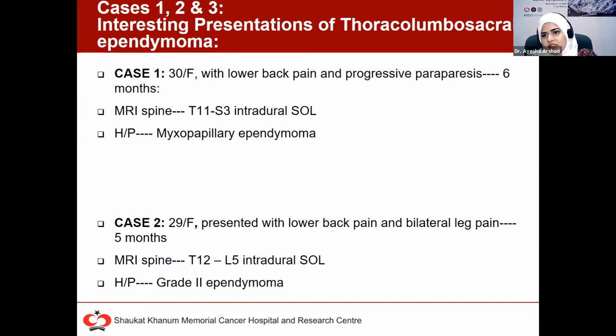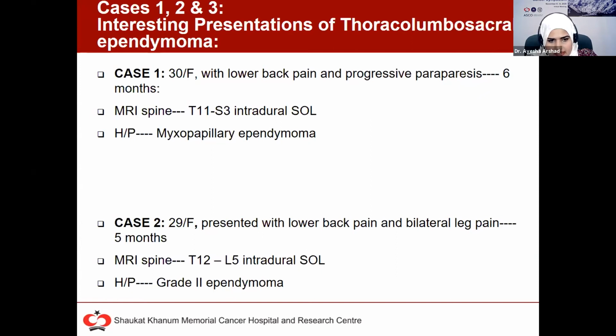About 6 months down the line, she came again, and at that time, she was having weakness and significant issues with mobility. Now that she had developed weakness in the lower limbs, she was more compliant to have surgery. So we did her surgery.